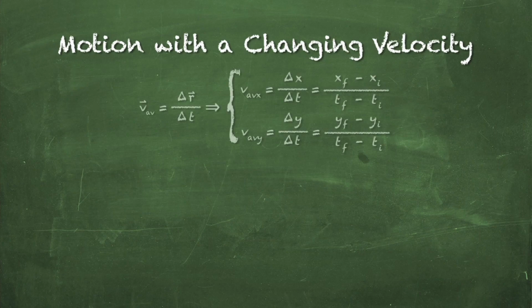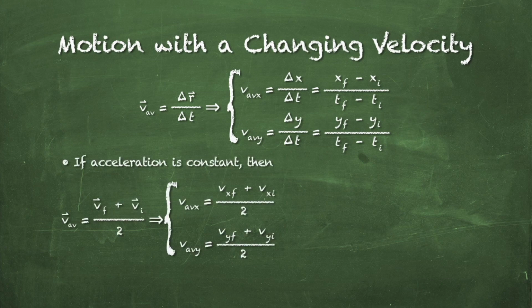Okay, let's take that equation that I just introduced. Average velocity is equal to change in position vector divided by change in time, which is our two component equations for x and y. Now, if the acceleration is constant, then we can calculate the average velocity by taking the average of the initial and the final velocity. Or in other words, v vector average is equal to v vector final plus v vector initial divided by 2. That's how we take an average. We add things together and divide by 2.